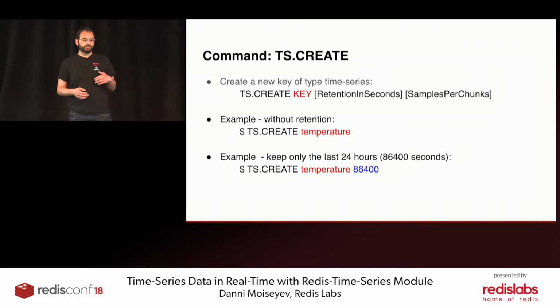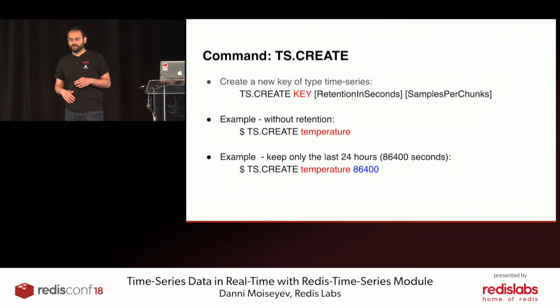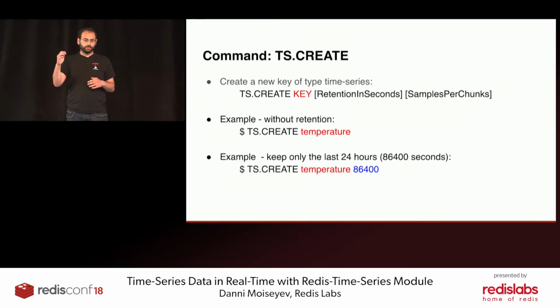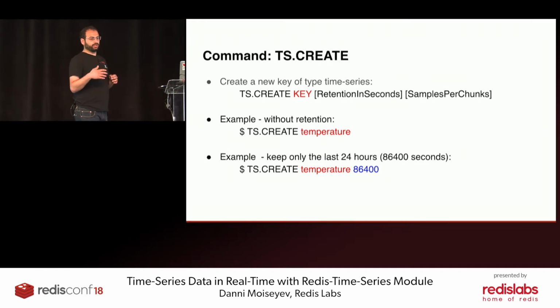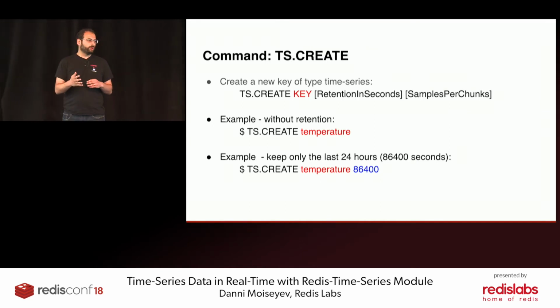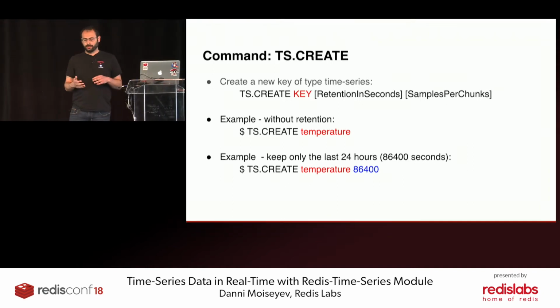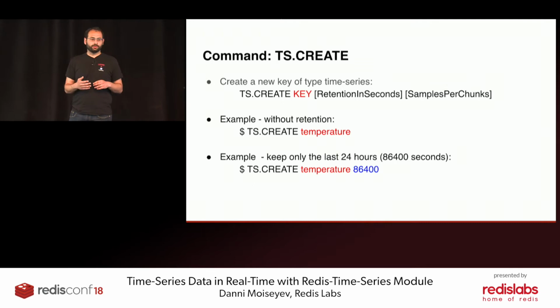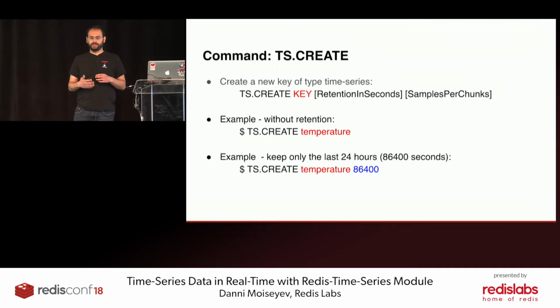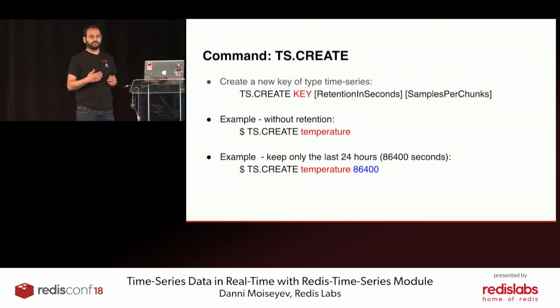It's important to remember that the retention time does not depend on the current time. It's the difference between the newest sample and the oldest sample, so you're not attached to the Redis clock. It's also important to know that the retention time does the deletion in a lazy way. If some data is older than the retention time, the module will wait to have enough samples to delete, and only then will it delete a bunch of samples. That way we don't duplicate a lot of data and we don't move a lot of data in memory, which is less efficient.